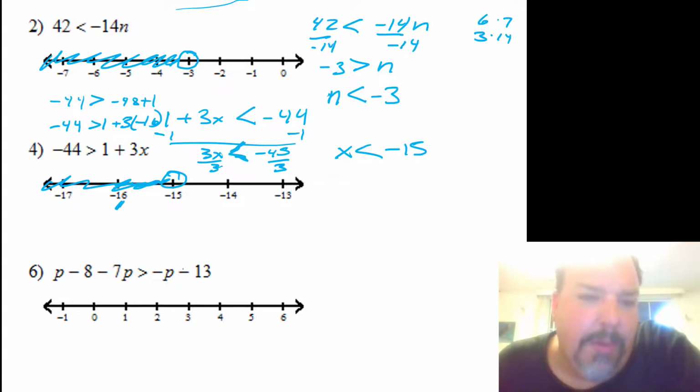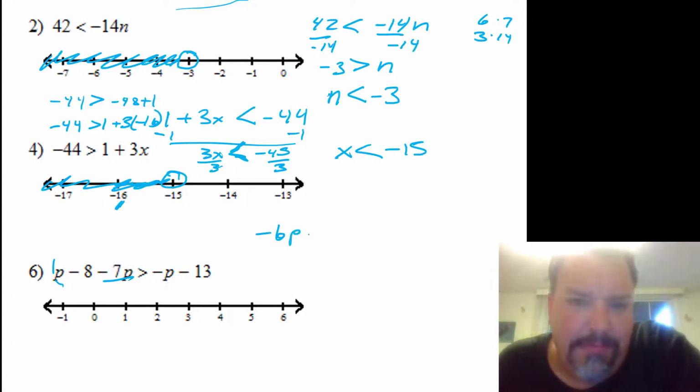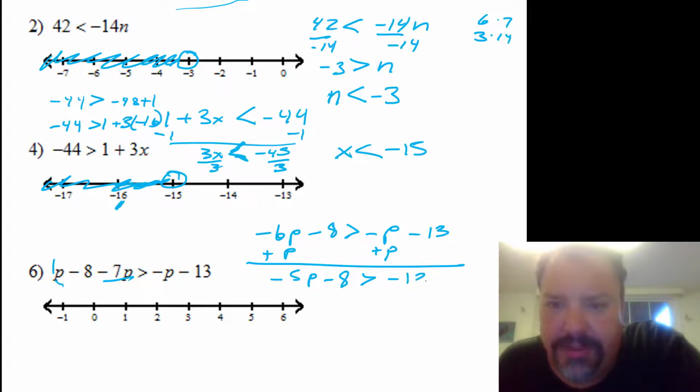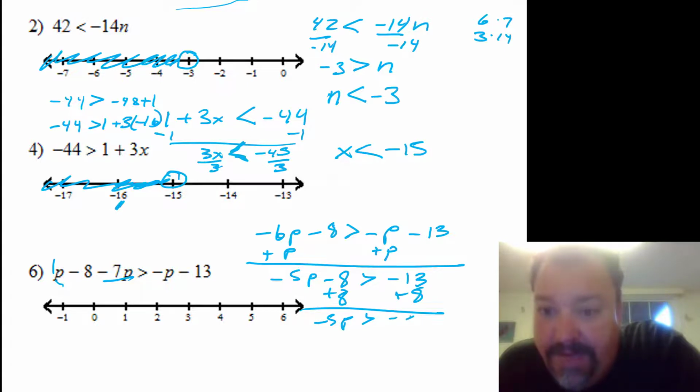Okay, number 6. For this one, it looks like we need to simplify it first, so we can combine like terms here. We got 1p minus 7p, that's going to be negative 6p, minus 8 is greater than negative p minus 13. Move all the p's together, so we'll add p to both sides. That gives us negative 5p minus 8 is greater than negative 13. And then we can add 8 to both sides. That's going to give us negative 5p is greater than negative 5.